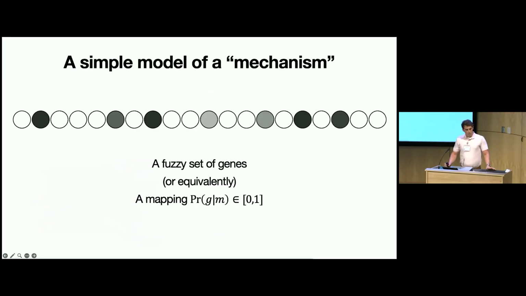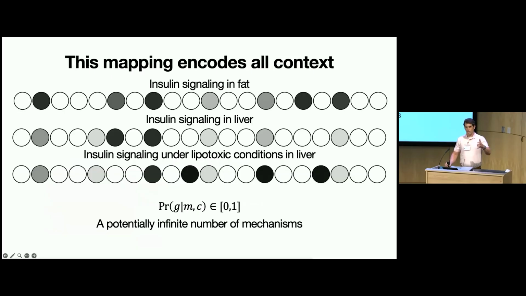All right, so starting from the ground up, I'm going to model a mechanism. I'm going to be intentionally very abstract and fuzzy, so I'm going to define a mechanism to be just a fuzzy set of genes. I'm ignoring anything involving pathway information or regulatory relationships. It's just a bag of genes with some weights. Let's say insulin signaling is a mechanism. The specific genes involved might vary by tissue, by context, by disease state. Those are going to be encoded by completely different gene sets. So what this means is we might potentially have an infinite number of mechanisms existing in the human body.